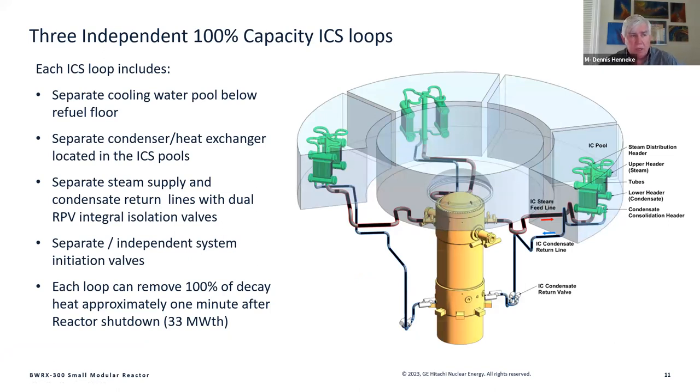You can see the isolation condensers are actually two sets of heat exchangers, or two heat exchangers per train, three trains, each 100% for a typical reactor trip. 33 megawatts thermal can be removed from the reactor. And then you can see here the return valves, the two valves, two outs here. So all we have to do is open one of the three trains in order to get cooling for a typical event. If this is an anticipated transient without scram, then we'll have to open up multiple isolation condensers.